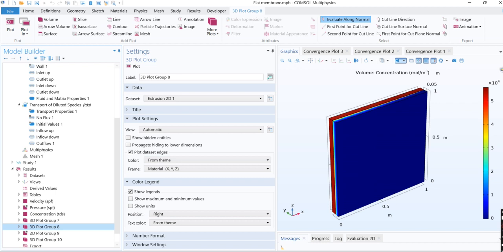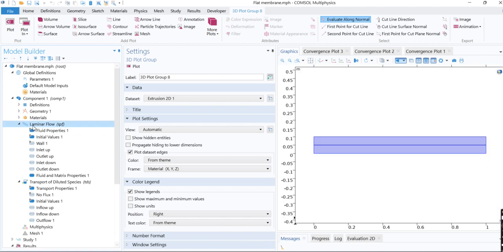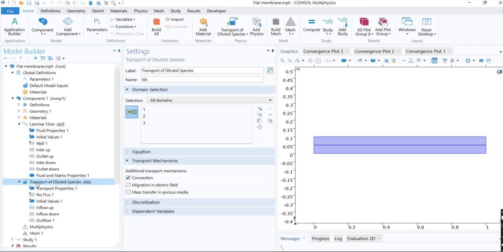So we did the simulation. For the basics of the COMSOL simulations, you can just go through the other videos that we uploaded already. We defined the laminar flow and transport of diluted species for simulation of mass transfer and fluid flow hydrodynamics inside a membrane system.